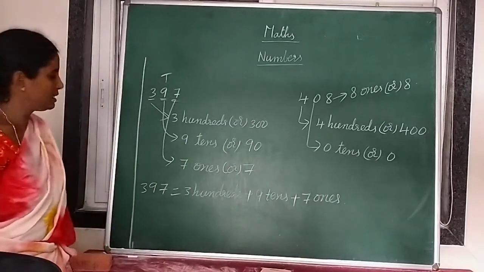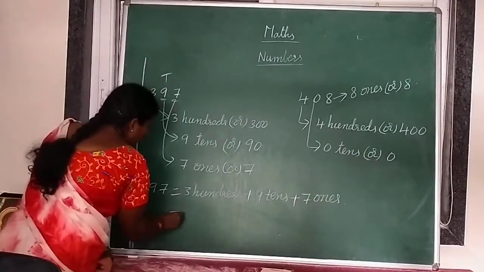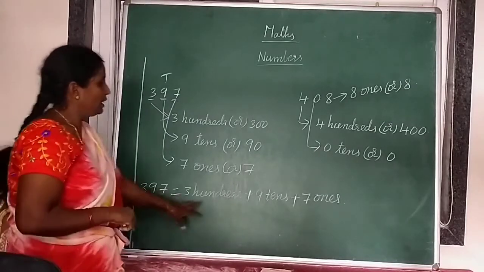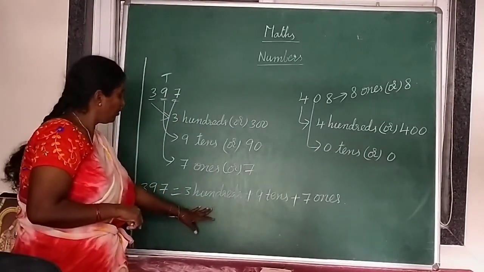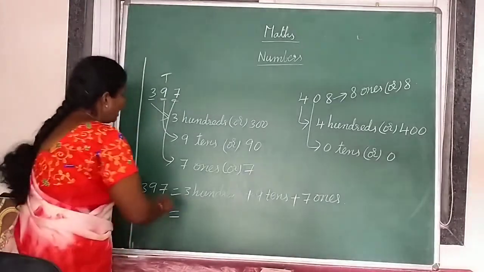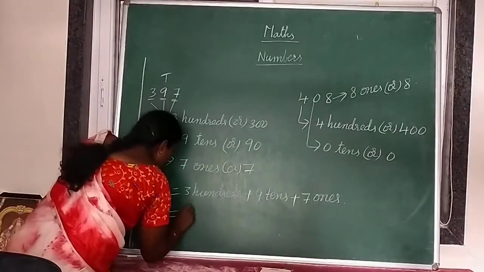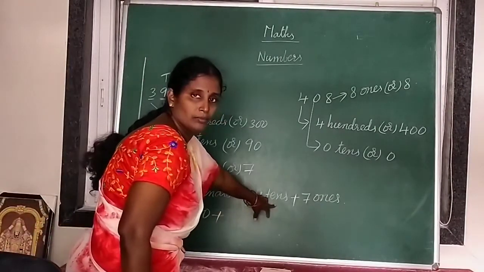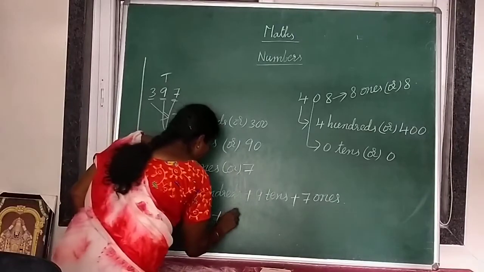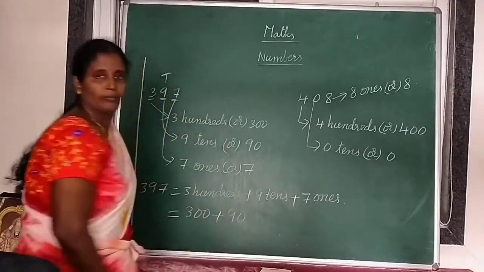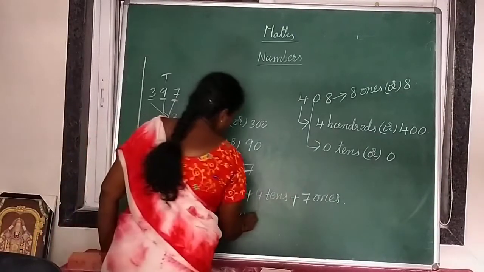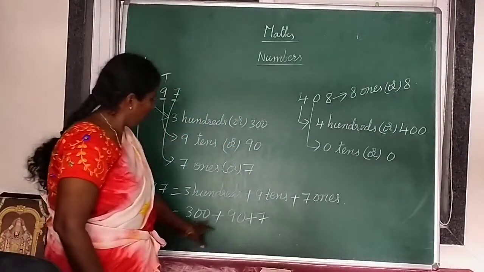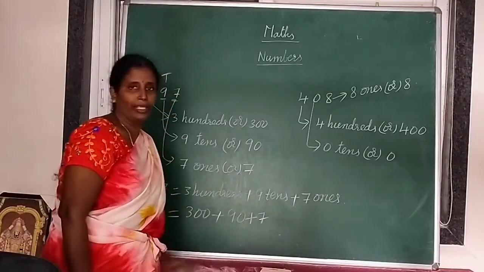7 ones. Next, in another way, I told you to write in 2 ways now. So have you written in 2 ways? What is in another way? 300s is nothing but 300 plus 9 tens. 9 tens is nothing but 90. Next, 7 ones. It is nothing but 7. So 300 plus 90 plus 7.